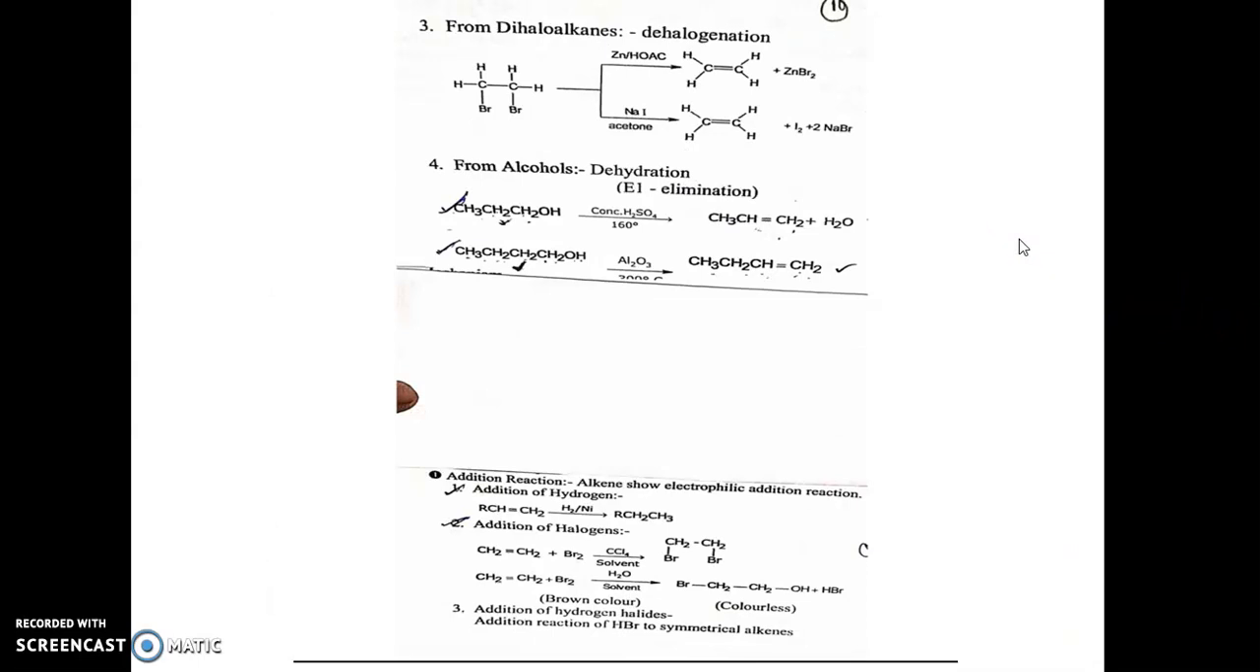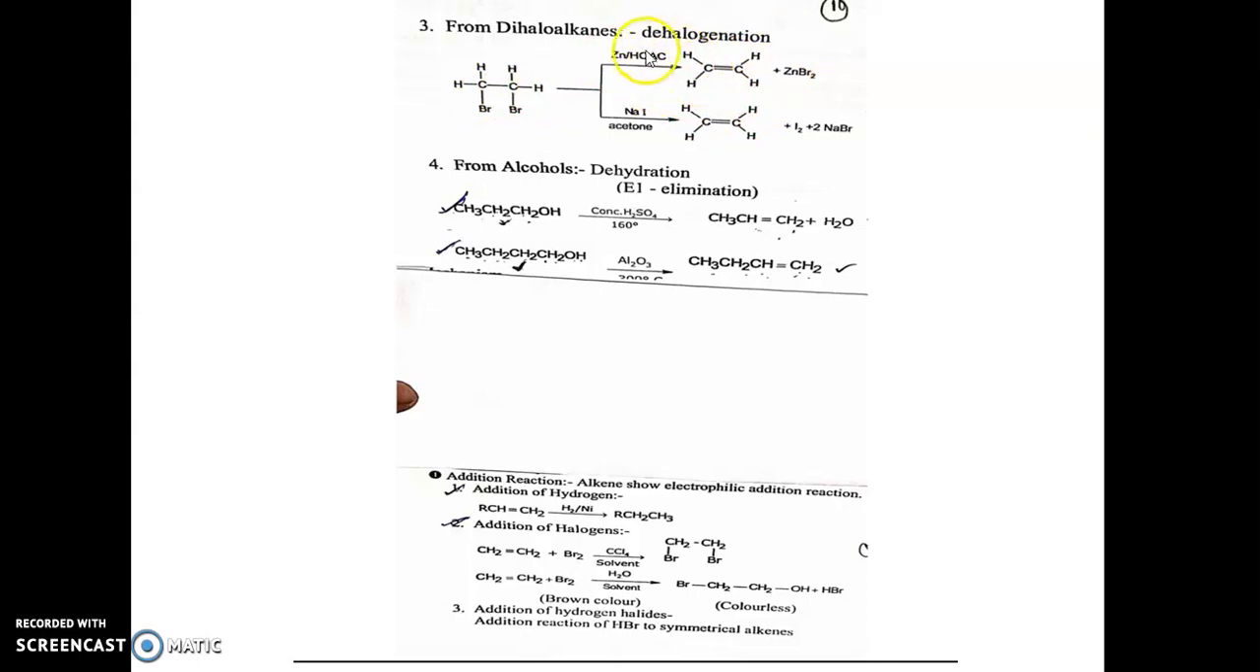Now, alkenes can also be prepared from a dihalo compound like this. You can see over here that two bromine atoms are attached to two consecutive carbon atoms, and an alkene is forming here. What is the reagent? Zinc in acetic acid. Okay, zinc in acetic acid is eliminating these two bromine atoms, and a double bond is formed between these two carbon atoms. Okay, and alkene is formed, right?